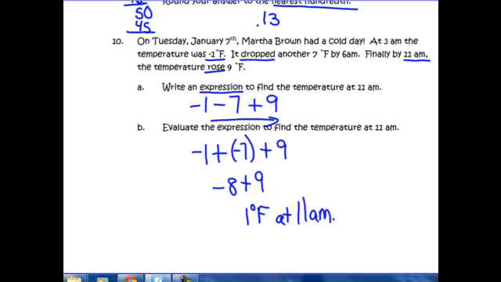So tomorrow we're going to have the interim assessment and use all of our skills that we've been practicing in Chapter 2. And that's it for today.